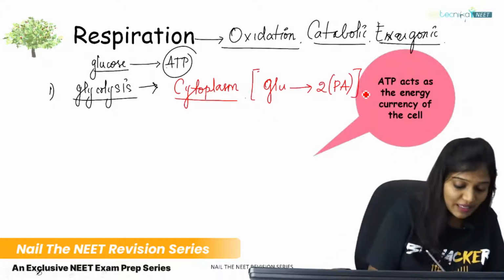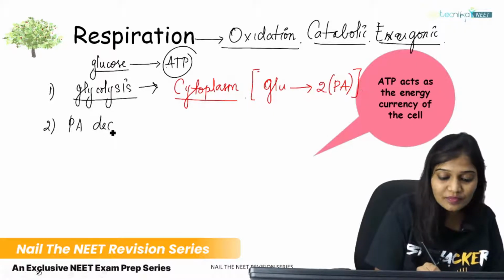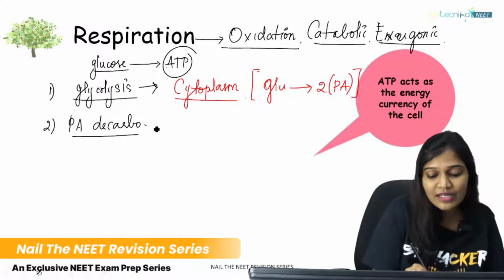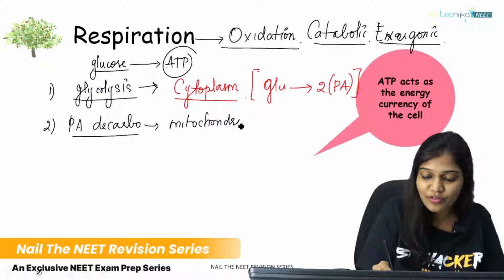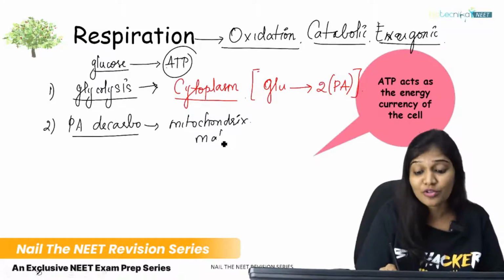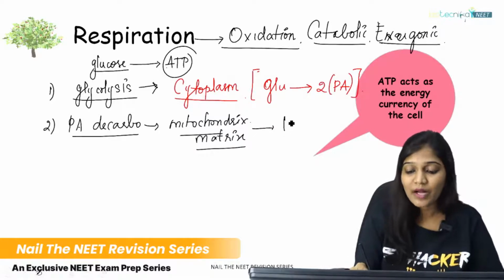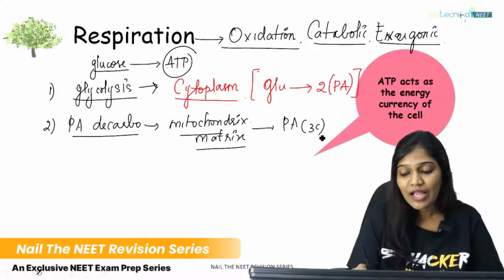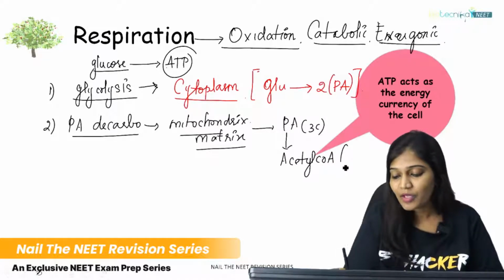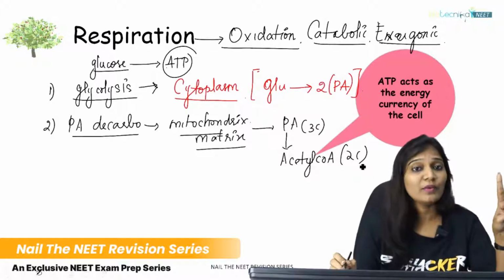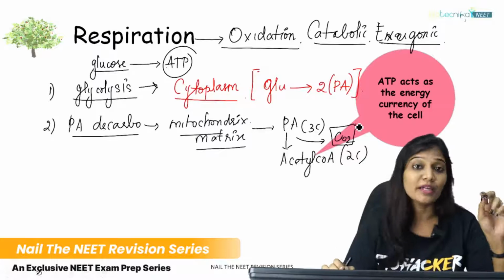The second one we have seen is pyruvic acid decarboxylation. Where does this take place? This takes place in the mitochondrial matrix. That's why we call mitochondria the powerhouse of the cell. Very important. Here the pyruvate, which is a 3-carbon molecule, is converted into acetyl-CoA, which is a 2-carbon molecule. There are 2 pyruvic acids, so 2 acetyl-CoA, with the liberation of 1 carbon dioxide for every pyruvic acid.